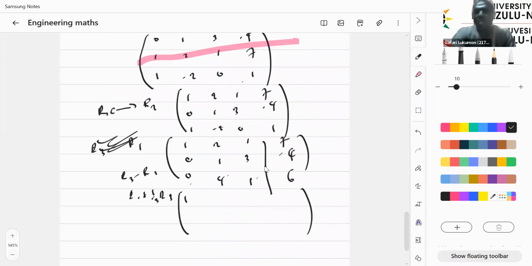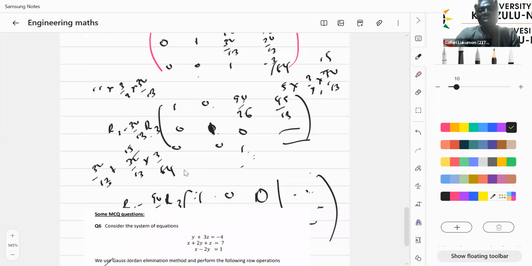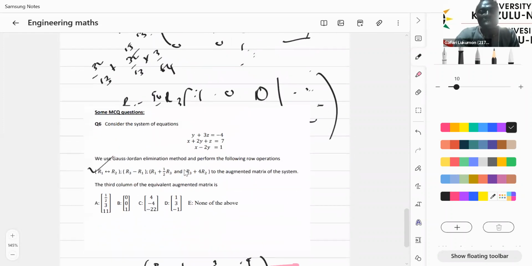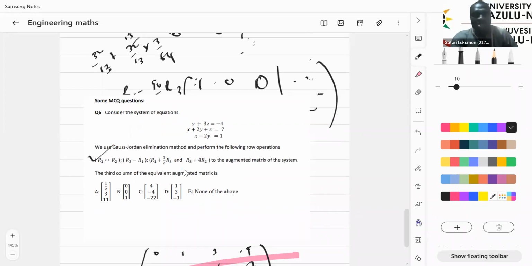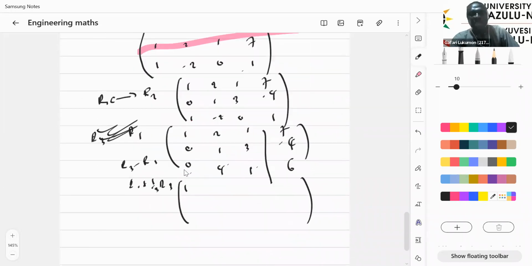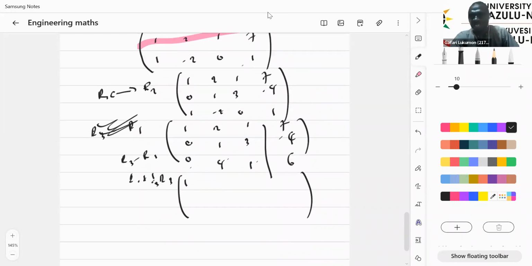Okay, let's implement what they asked us to implement. Just that the question seems, because they are supposed to give us the row we are going to implement. So they are supposed to give us the row, okay, R1 plus half R3. But to the best of my knowledge, they want us to get rid of this guy. Okay, let's continue. R1 minus half R3, this is 1.